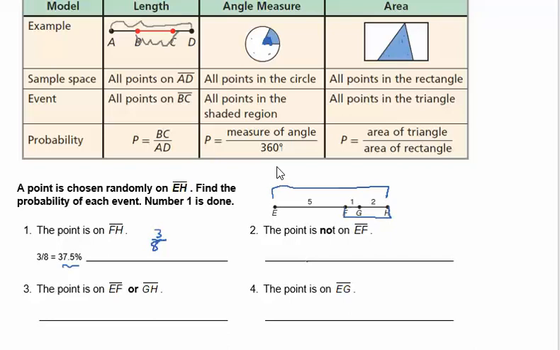And if it's not, you would just subtract from 1. The probability that it would land on EH is 1, because 8 out of 8 is 1. The probability that it's not on EF, that would be 1 minus 5/8, or you can just look at the piece that would be left if you took away EF. And then you can do 3 and 4 the same way.